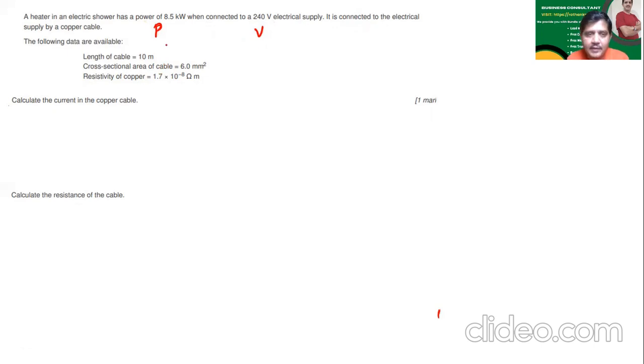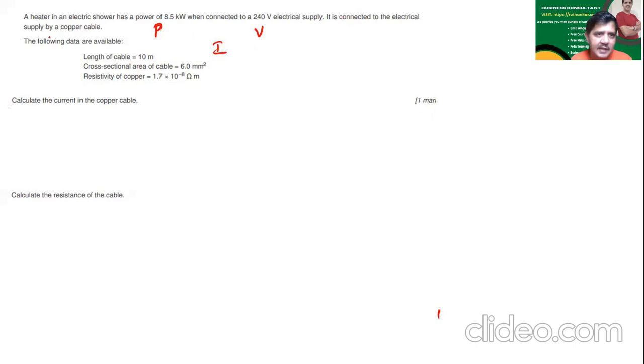Okay. Remember, in electricity, what is important is formulas. Okay. Concept is good. But at the same time, you should know which formula to be employed where. And in order to do that, you should have all the formulas at your fingertips. Okay. If given these 2 inputs, you can find out the value of I.